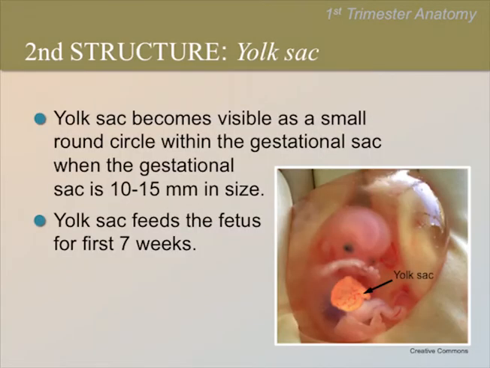The next normal structure that will appear in the first trimester pregnancy is the yolk sac. The yolk sac appears as a small round circle within the gestational sac when the sac is about 10 to 15 millimeters in size. The yolk sac feeds the fetus for the first 7 weeks. You can see the yolk sac before you can see the fetus.